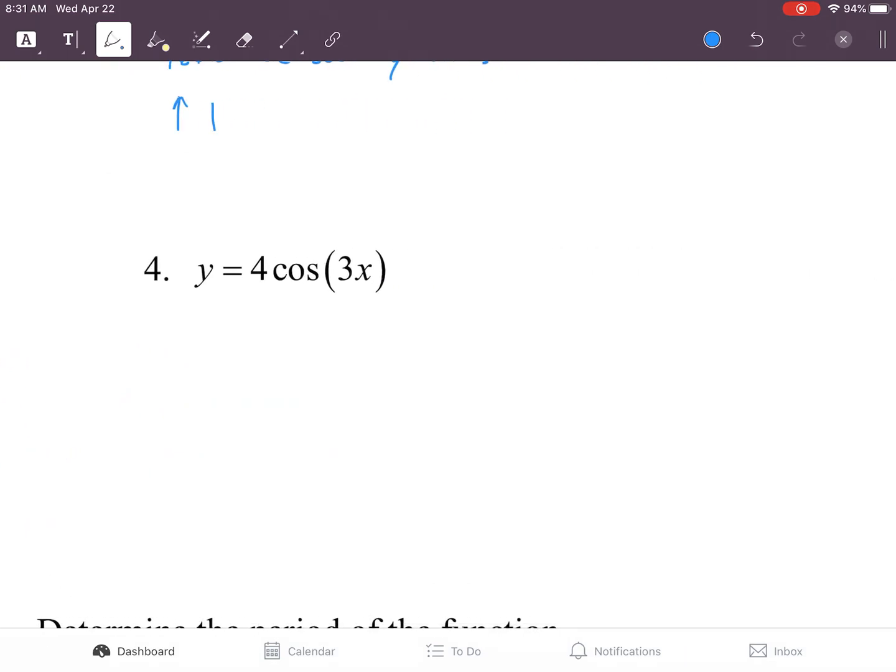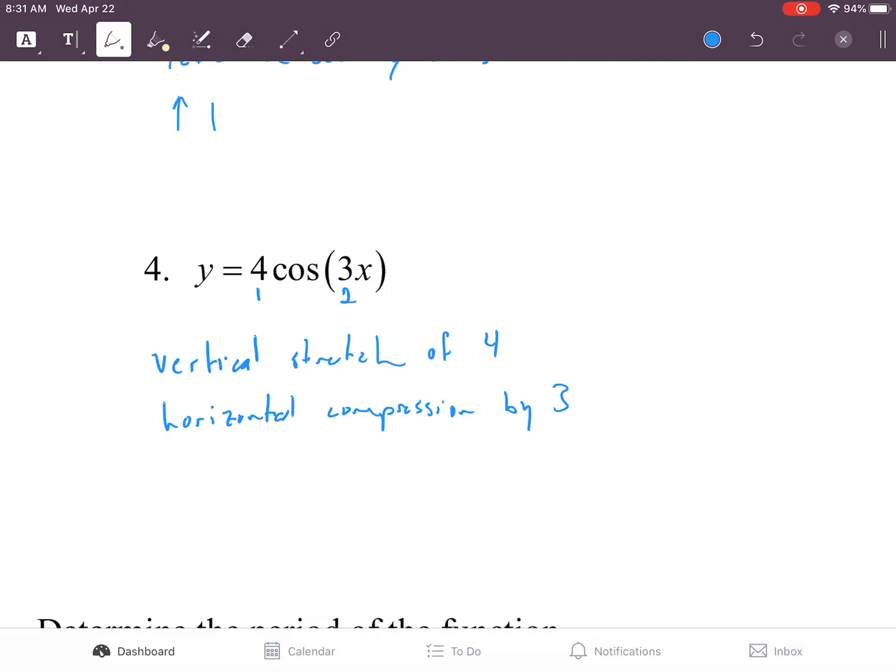We have 2 things going on. This is 1 and then 2. So we have a vertical stretch of 4. And then we have a horizontal, if I could spell that right, horizontal compression by 3. And that is it for those 4 transformations.